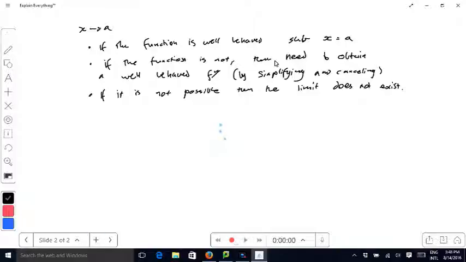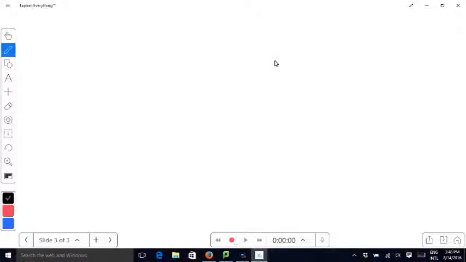Just going on to an example: calculate the following limits where possible. First, the limit as x approaches 2 of 4x plus 3. This is a well-behaved function, so we can just go ahead and sub x equals 2 into the equation. We get 4 times 2 plus 3. 4 times 2 is 8, plus 3, so we get 11.